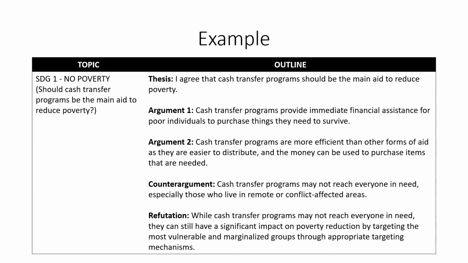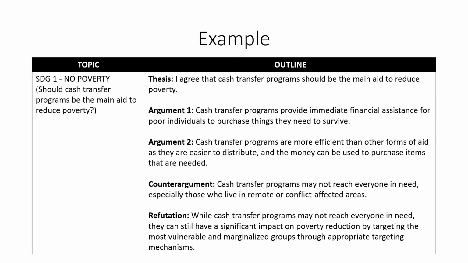Okay, for example, the first one, cash transfer programs provide immediate financial assistance for poor individuals to purchase things they need to survive. Okay, so this is the first argument, provide immediate financial support. Argument 2 or main point 2, cash transfer programs are more efficient than other forms because they are easier to distribute and the money can be used to purchase items that are really needed. Okay, these two support your opinion that you agree with this statement.